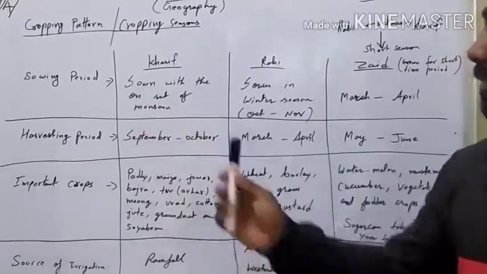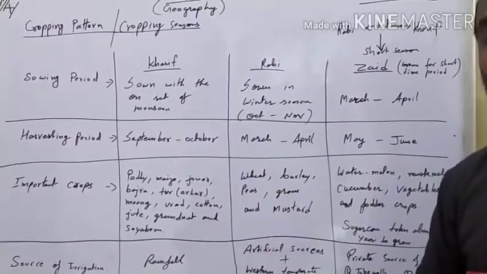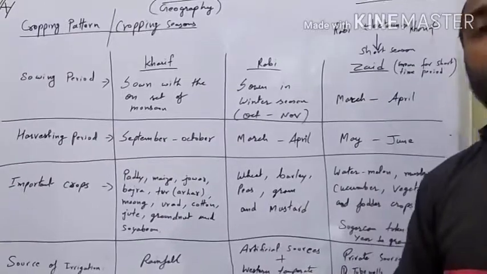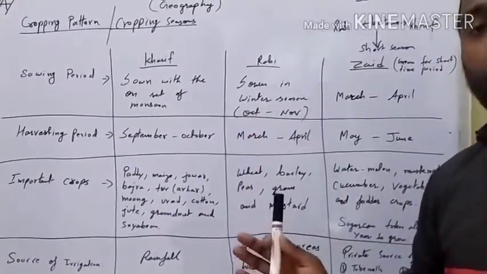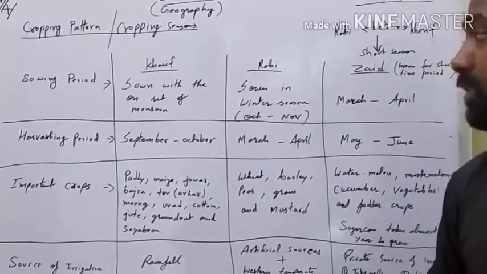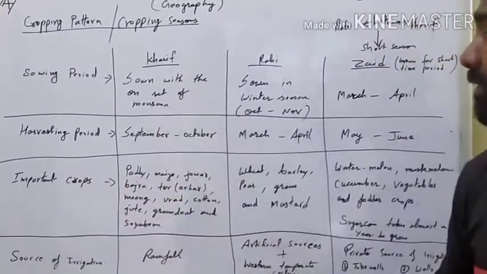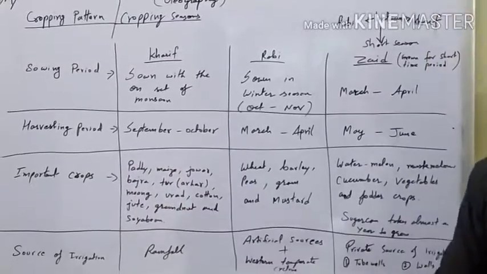Sown with the onset of monsoon. That means these crops are sown with the onset of monsoon. When the monsoon begins, at that time only the crops are sown. So you can remember that the Kharif crops are sown in summer season with the onset of monsoon. Now you understand this. Next one is harvesting period. The Kharif crop is harvested in the month of September and October.